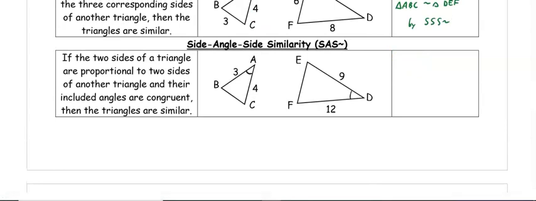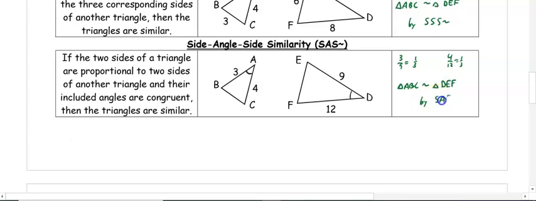In our last method of similarity, we have side-angle-side. So in side-angle-side, we know that 3/9, the smaller sides, reduce to 1/3. 4/12 also reduces to 1/3, so that's two sets of sides that are proportional, and we have their included angle congruent. So triangle ABC is similar to triangle DEF by side-angle-side similarity.